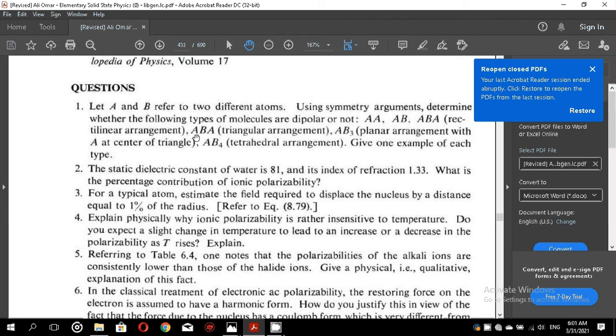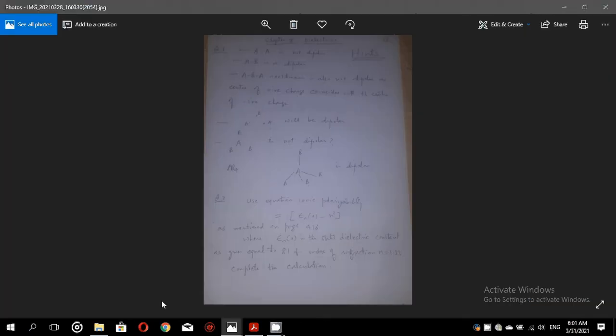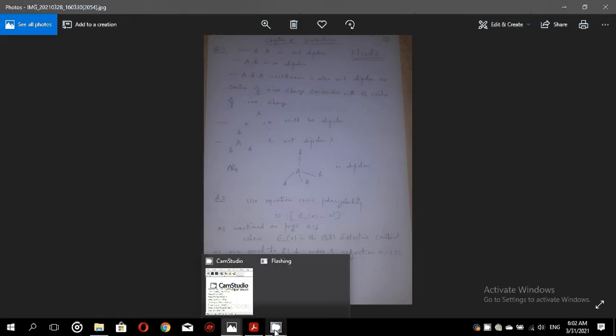Similarly, you can discuss the triangular arrangement. I think I have written it in my hints. Here is the page which I have already sent, so you better go through these pages so that you are able to answer this particular question.